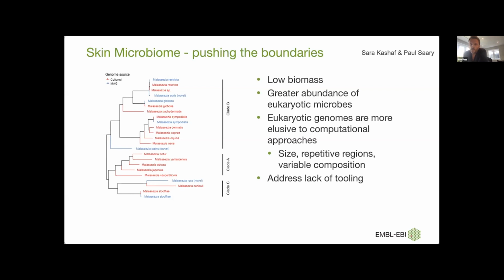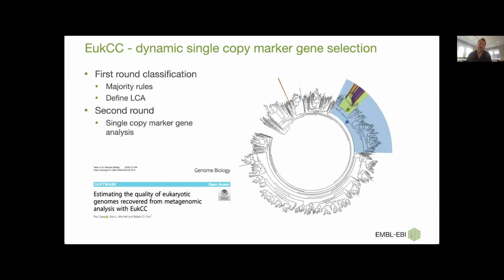And one of the things that we've been doing is trying to overcome the fact that eukaryotic genomes are bigger and have more repetitive regions, and they have more variable composition. And Paul has been trying to address some of the lack of tooling around here. So his tool, I'll come back to that tree in the next slide after this.